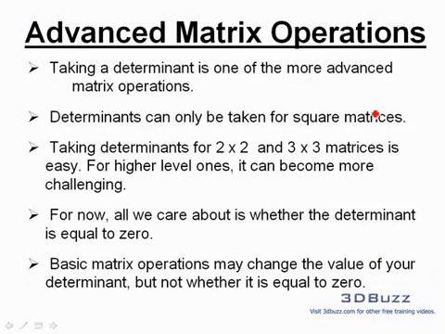For higher level ones, so let's say 4 by 4, 5 by 5. It gets 18 by 18? You could. I'm not going to do it. It would take like half an hour. But it can be done. It just becomes a little more challenging. In any case, for now, all we care about is whether the determinant is equal to 0.